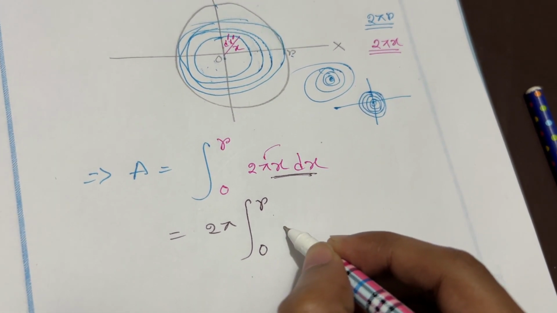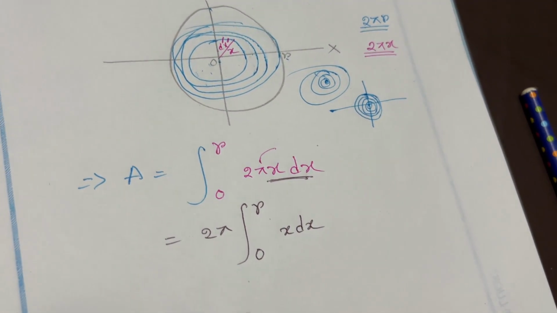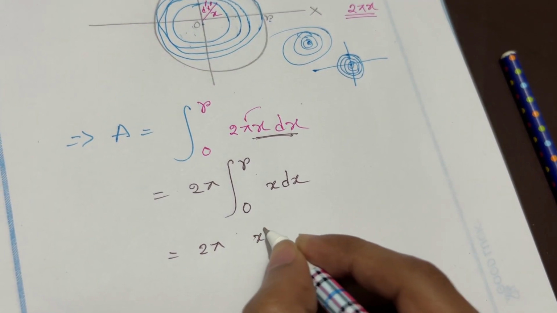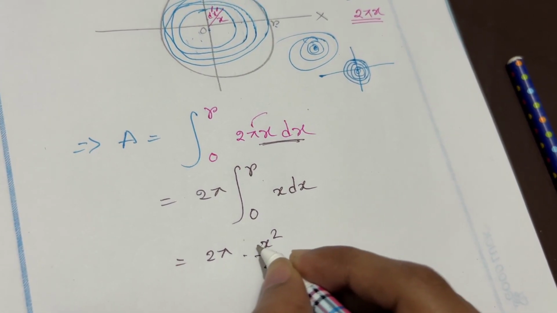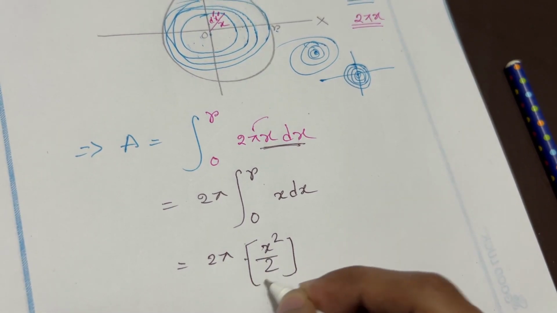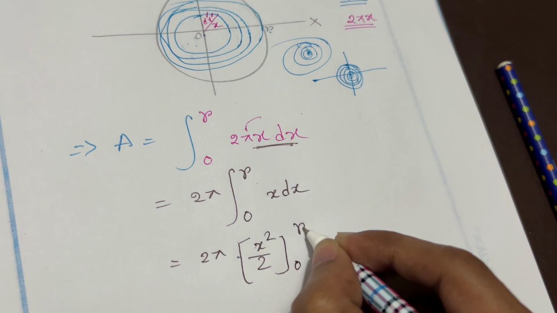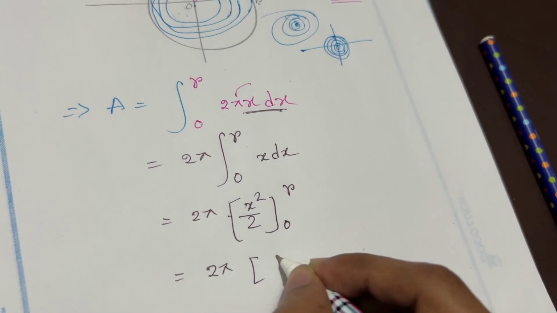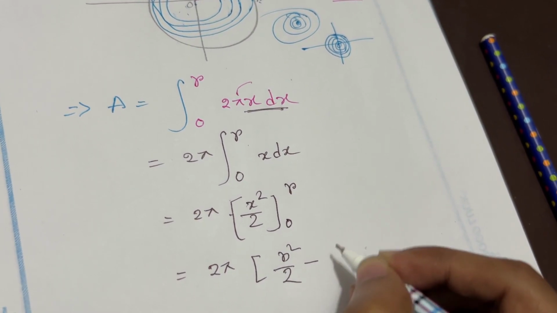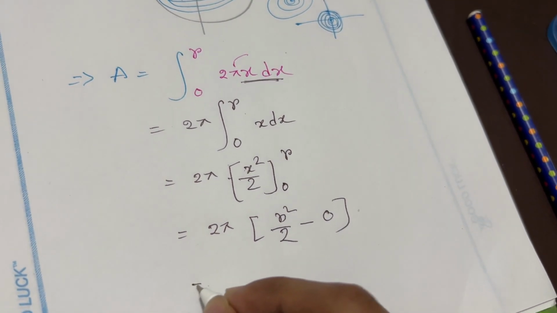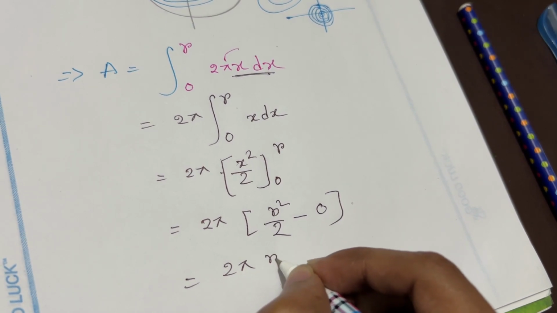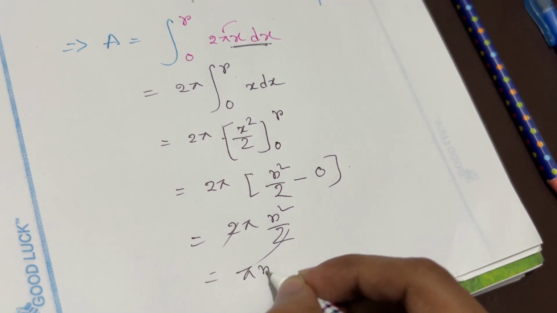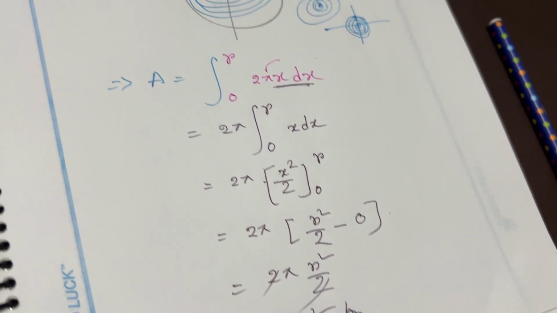Okay, so twice pi, and the integration of x dx is x squared by 2, from 0 to r. Now I need to put the value of r, and it should be r squared by 2 minus 0. So twice pi times r squared by 2, the 2 is gone, so pi r squared is the area of the circle.